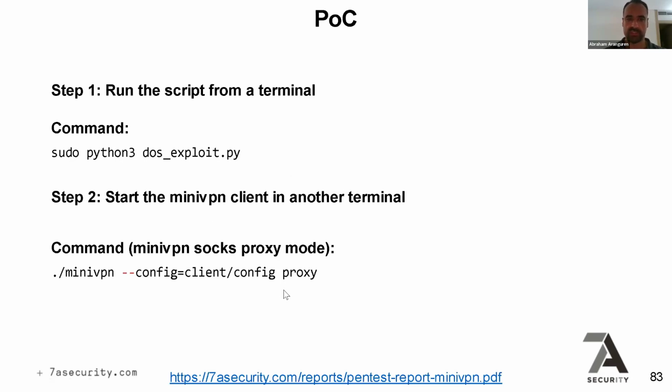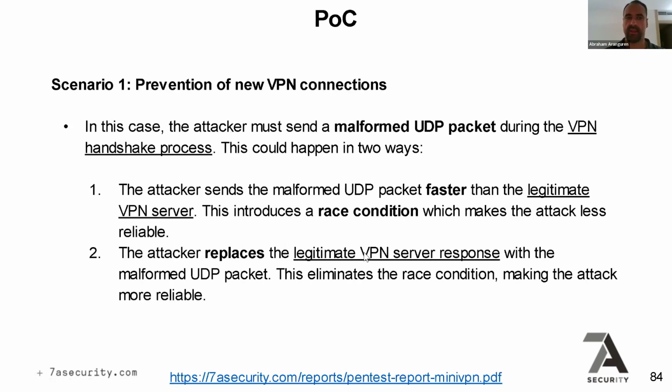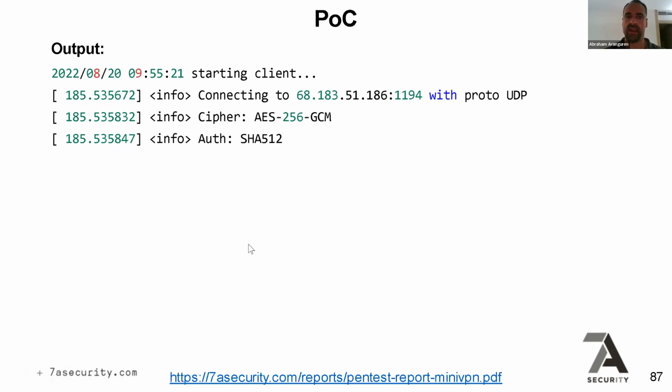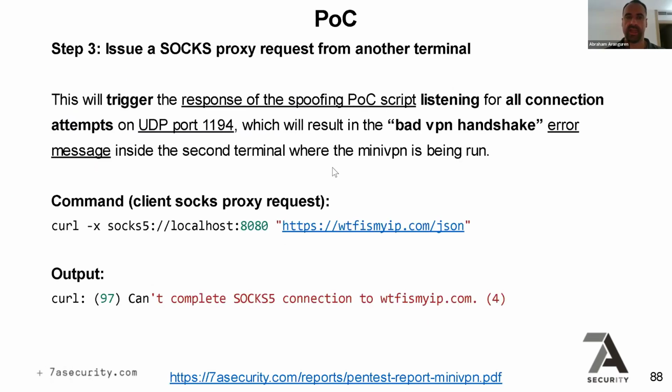So we use the exploit like this, and then this was to run the mini VPN client. So this scenario is to prevent new VPN connections, and this was the exploit code. In this case, we used KP to craft packets, and then we just used a bad packet format. We send this using the Python script, and then this was the output from the client.